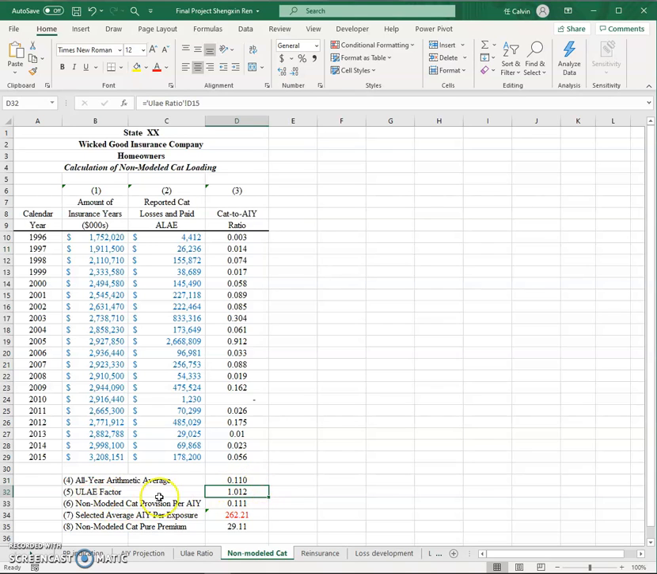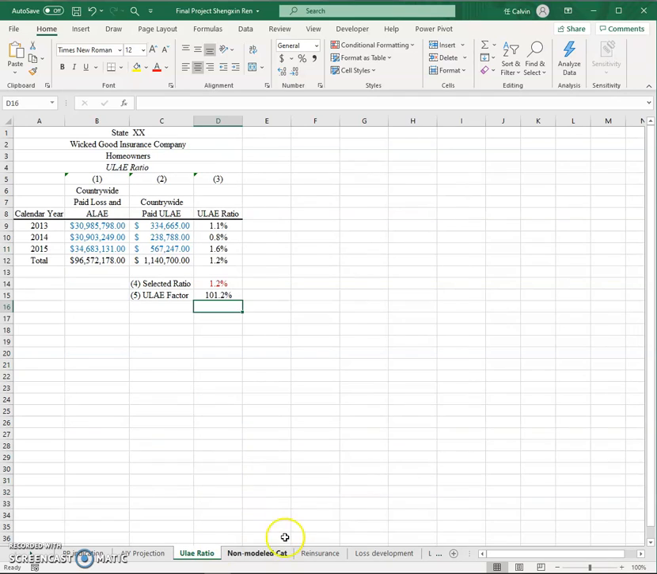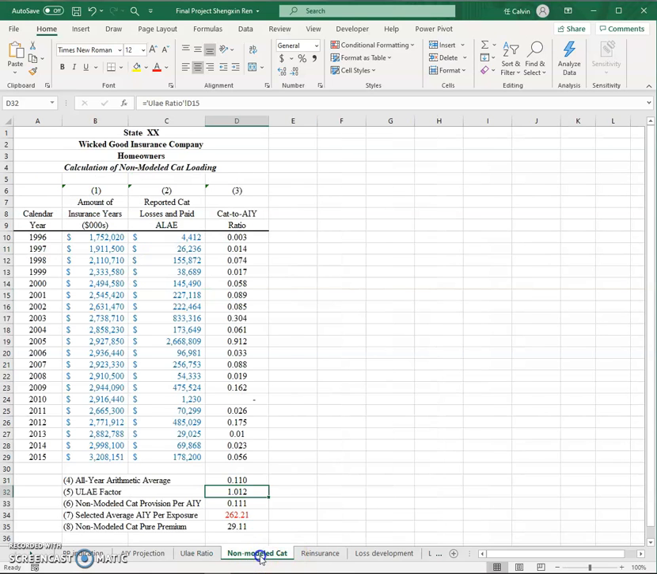I will get 0.110, and the ULAE factor is given in the previous worksheets. It's right here. Oh, should be general. 1.012, and the non-model cat provision per AIY. Just use the all year average times the ULAE factor. I'll get the number 0.111.